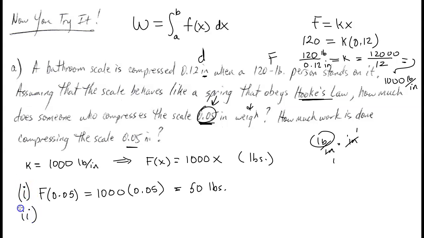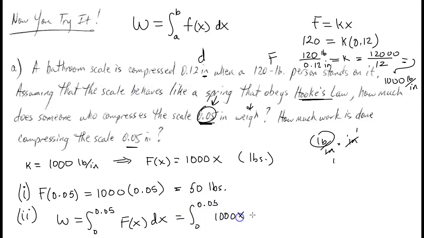Okay, so now that we've answered that question, I'll call this my part 1. Part 2 is asking, how much work is done in this particular situation? Well, we know work is just going to be the integral, and here we're compressing the scale by 5/100ths, so it's going to be from 0 to 0.05 of f of x dx, and in this case our function is 1000x dx.